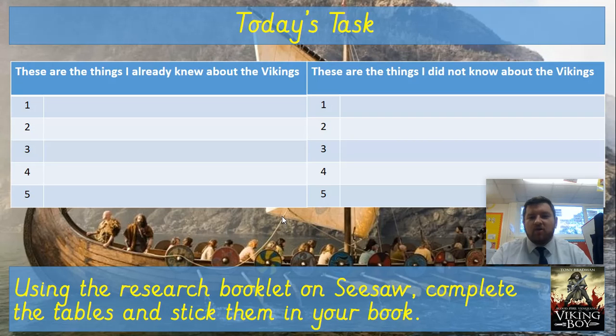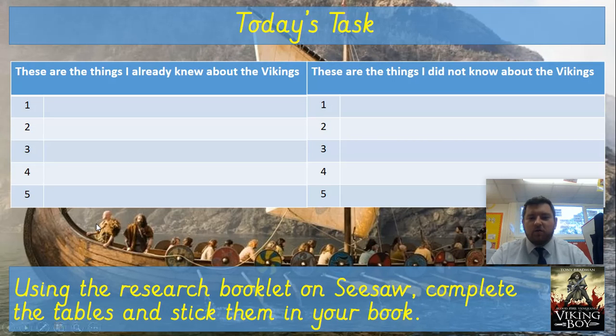On the other side, these are the things I did not know about the Vikings. So this is where you're going to get information from that research document, and that's going to go into the right-hand side table. Those are the things that are going to answer our success criteria. Those are the things that we're going to be able to say, I know why they came to Britain, I know where they came from, and I know where they landed. So use that Seesaw document to answer those questions in that right-hand table. Like I said, the left-hand table is just whatever you think you know. Doesn't matter if it's wrong. Have a go. Use that brain power you have. You will know some things about the Vikings.